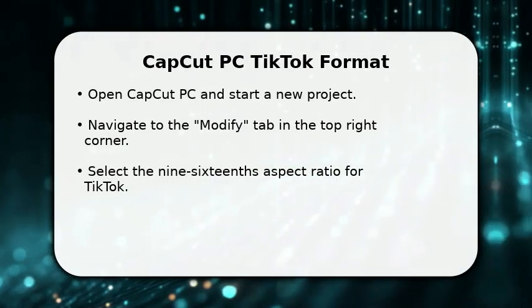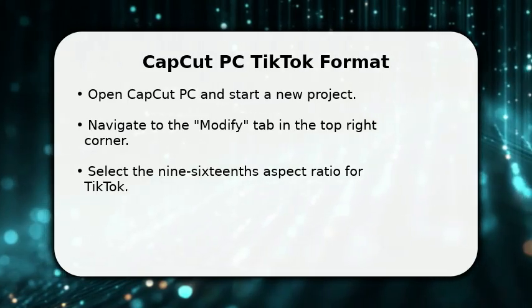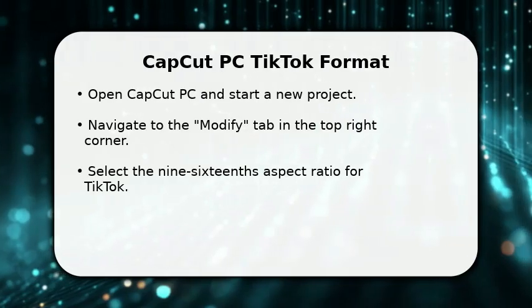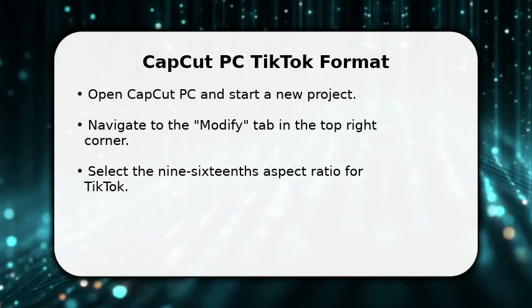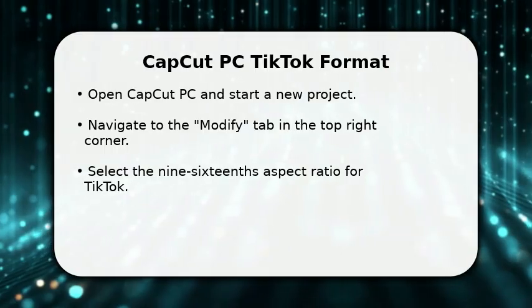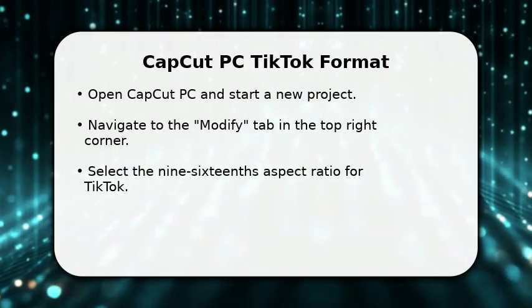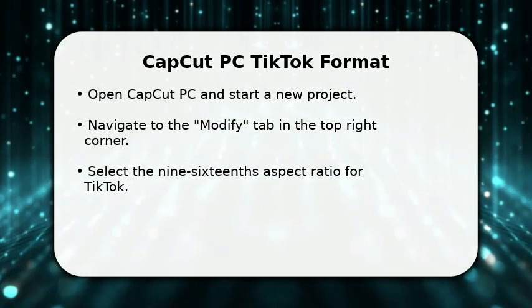Once your project is open, locate the Modify tab, typically found in the upper right-hand corner of your screen. Within this tab, you'll find various aspect ratio options. For TikTok, it's crucial to select the 9/16 ratio, which is perfect for vertical videos. Confirm your choice, and your project will instantly adjust to the correct dimensions, setting you up for success.